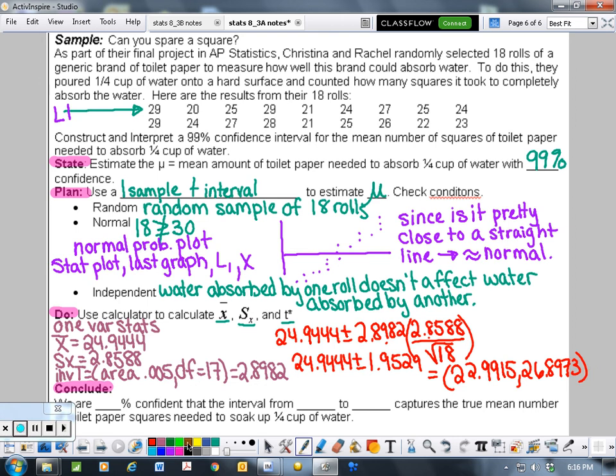Now we have to interpret that. We are 99% confident that the interval from 22.99 to 26.90 captures the true mean number of toilet paper squares needed to soak up 1/4 cup of water. And we are done.